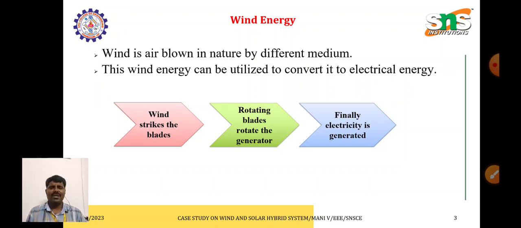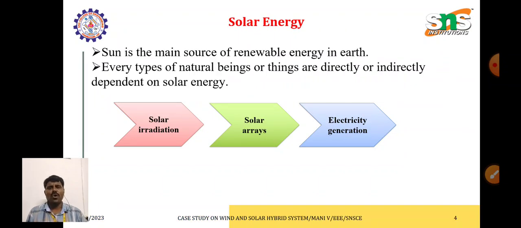So the wind strikes the blade, and the blade is connected with the aero turbine. So the kinetic energy of wind is converted into electrical energy. That is with the help of the wind energy conversion system. And the second one, solar energy. Here the solar irradiation which is received from the sun is directly converted into electrical energy through the solar array, which is nothing but the solar energy system.